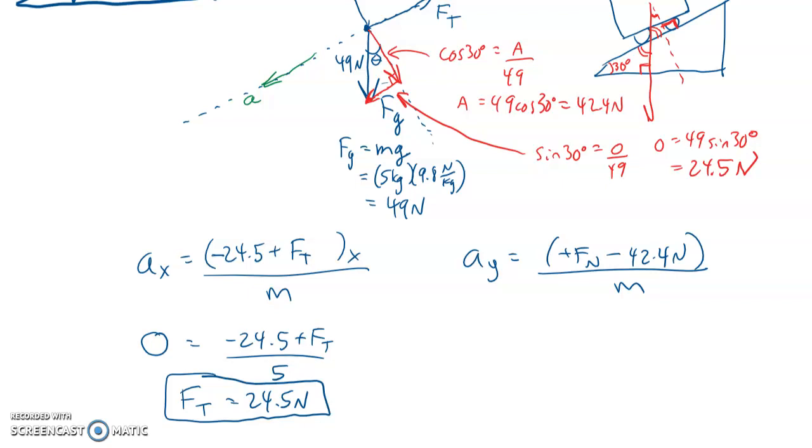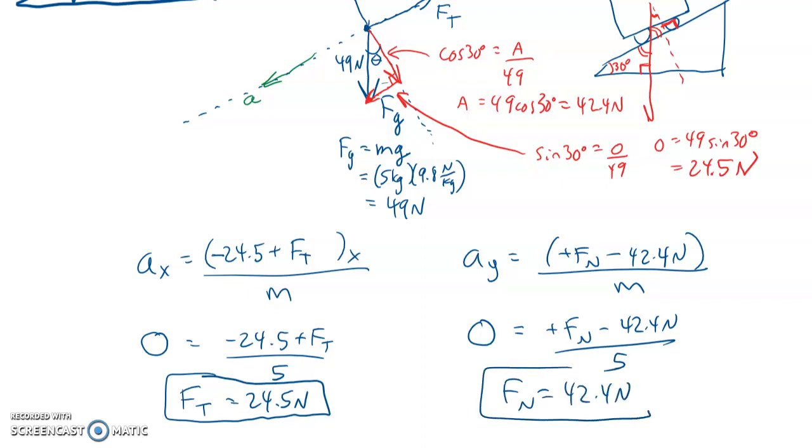How about the normal force? Well, in the y direction, the acceleration is also 0 for two reasons. One, it's not accelerating up off the incline or down into the incline. And two, remember, we tilted our axis so that even when we do have acceleration, the y direction is perpendicular to that. So there's 0 acceleration in the y direction. So that's going to be positive Fn minus 42.4 newtons divided by 5. So the normal force is just simply equal to 42.4 newtons. I didn't ask you to do that, but it's good to see that.